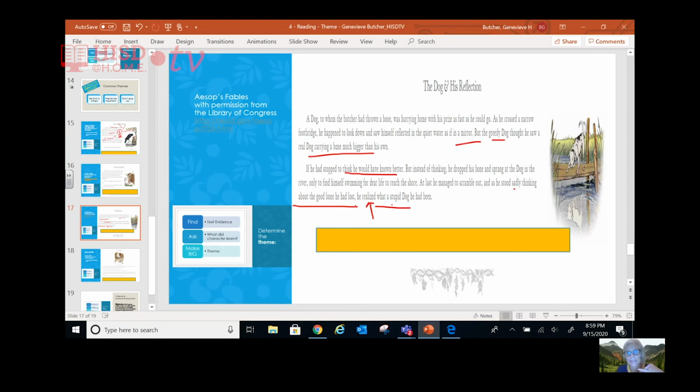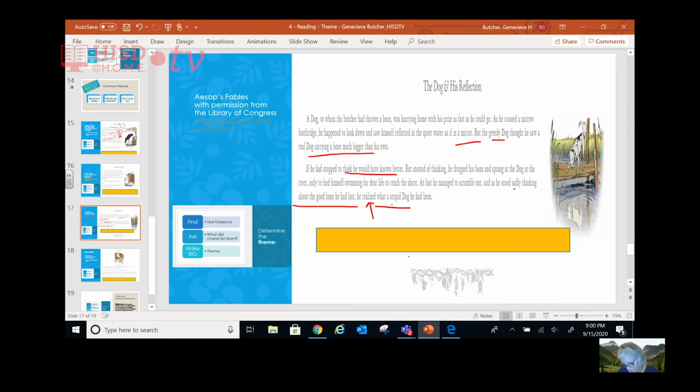So I could say, okay, here we go. The dog was greedy and he lost his bone, but that's not big. That's not universal. So let's make it bigger. So the dog was greedy and he lost his bone. Now we take out the dog and we say something like, something about greedy.